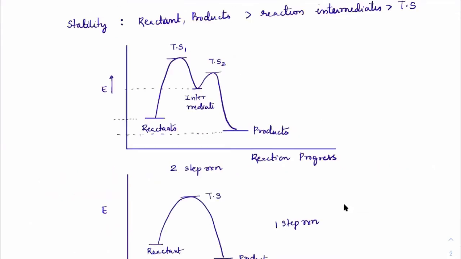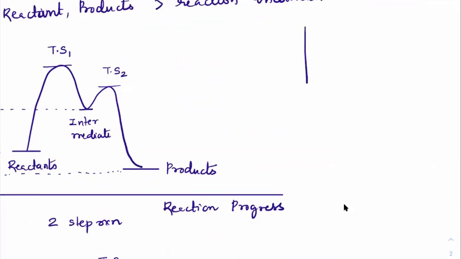I'll give it to you in simple terms. Remember it this way: reactant, product. If reactant and product are here, this is endothermic.